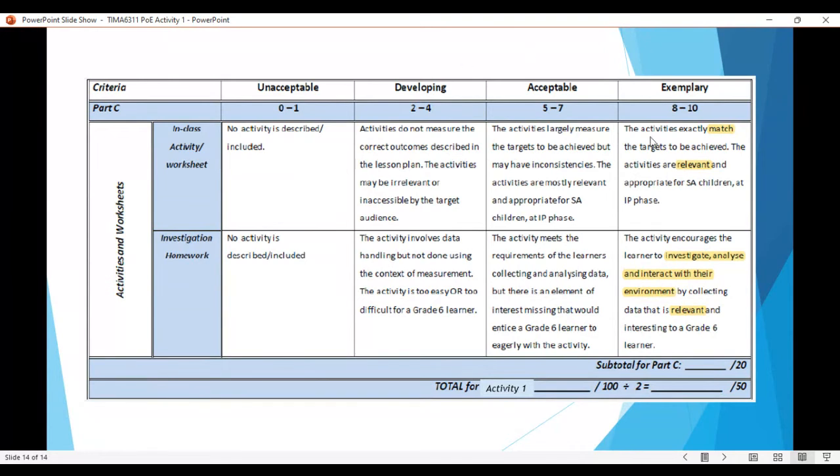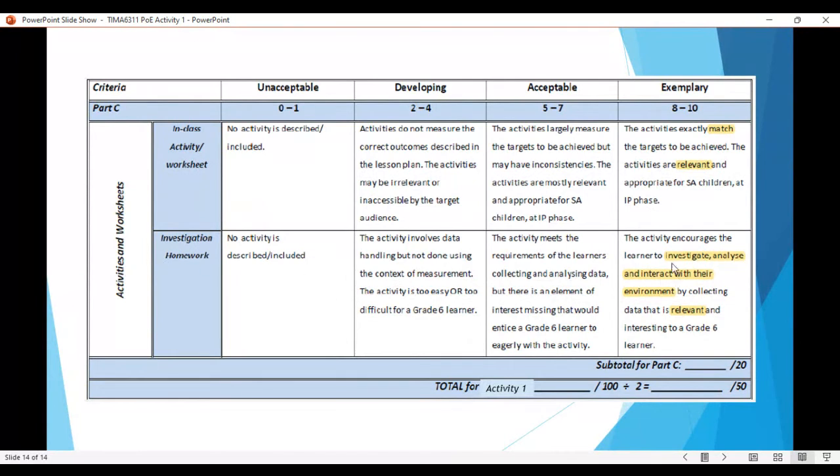The activities exactly match the targets to be achieved, the lesson objectives and the targets for each of the differentiated groups. The activities are relevant and appropriate for South African children, not American, and the intermediate phase, meaning grade 6 learners.